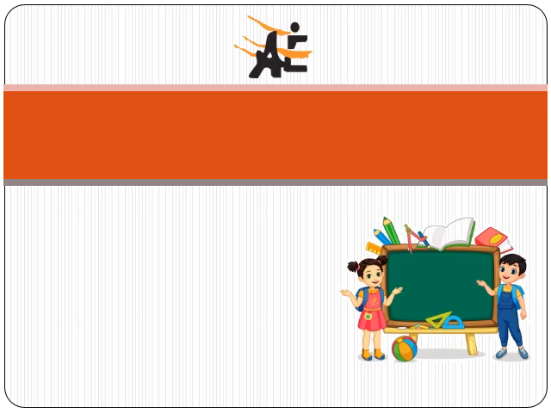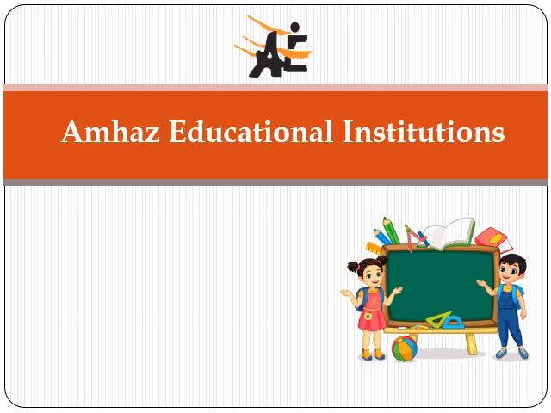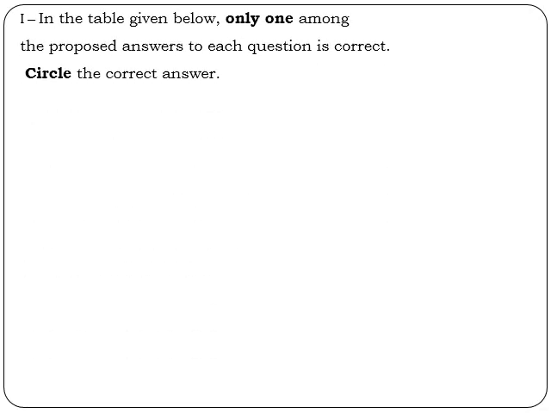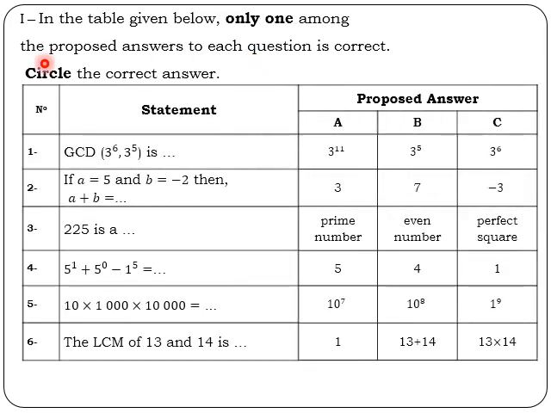Today we will correct together our first partial exam. The first question: in the table given below, only one among the proposed answers is correct. I have to circle the correct answer. Let's start. What's the GCD of 3 to the power 6 and 3 to the power 5?